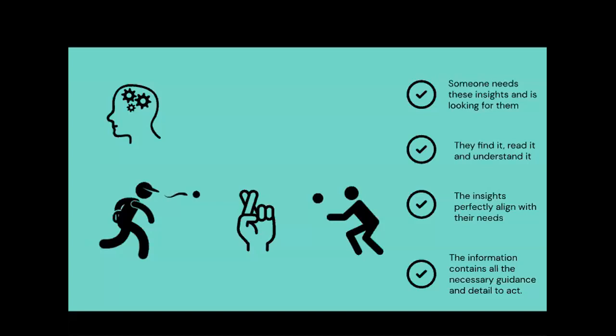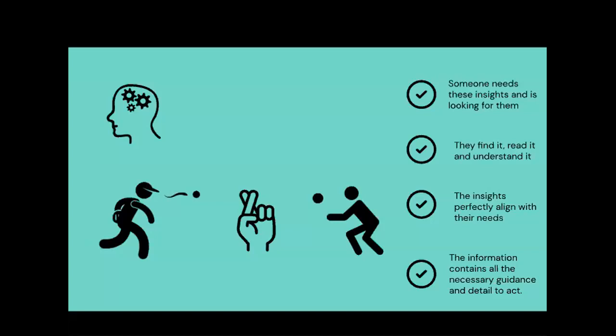They then need to find it. They need to have the time to read it and to be able to understand it. Those insights need to be perfectly aligned with their needs. They need to address the same piece of the social problem they are grappling with. They need to present a solution that is feasible and realistic and relevant to their specific context and their specific population.